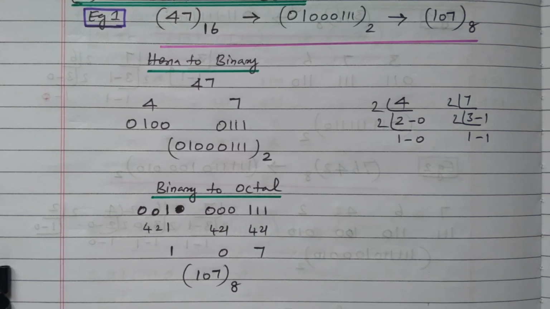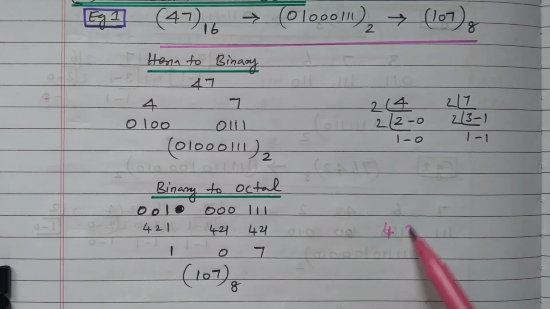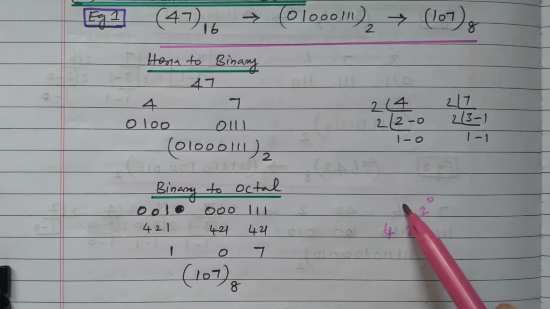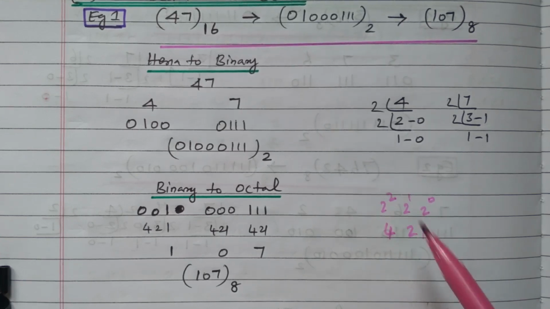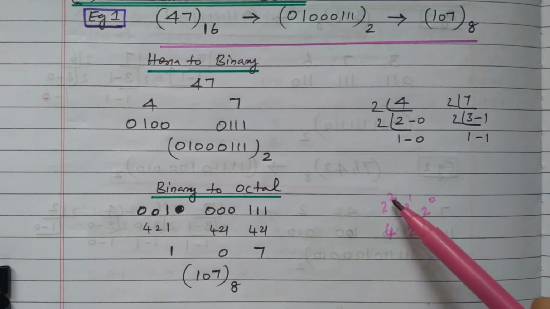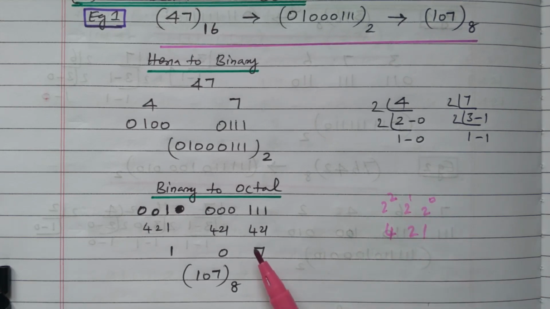So based on the weightage, this 4 to 1 is nothing but 2 to the power 0, 2 to the power 1, 2 to the power 2. 2 to the power 0 is 1. 2 to the power 1 is 2. 2 to the power 2 is 4. Right? So directly we are using this weightage 4 to 1.